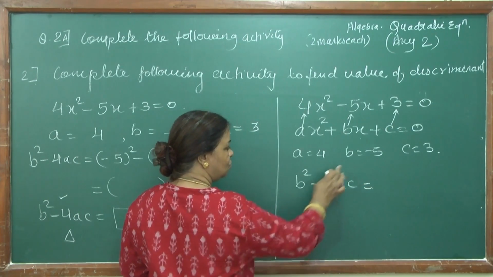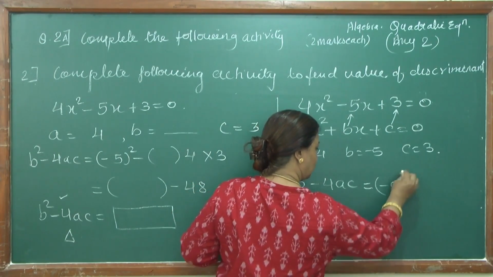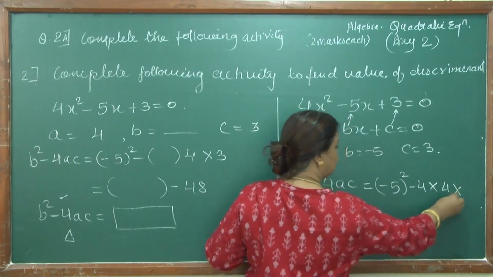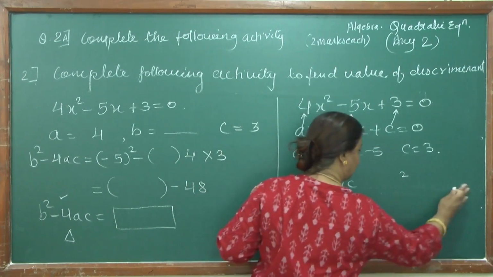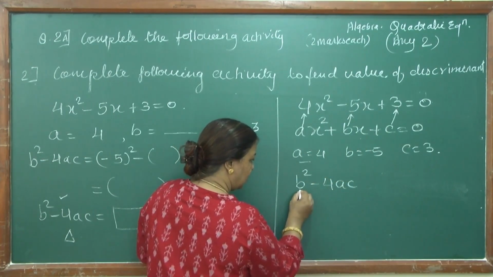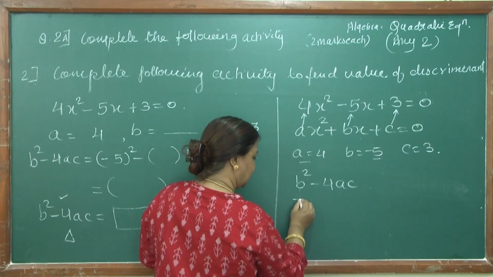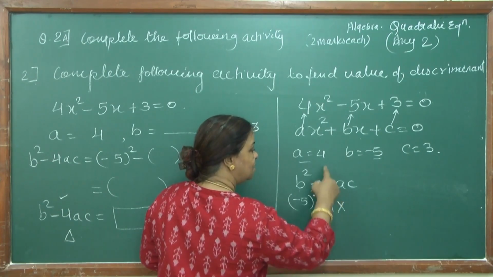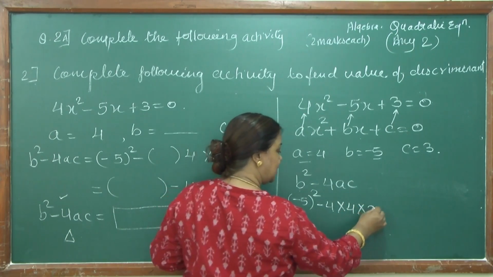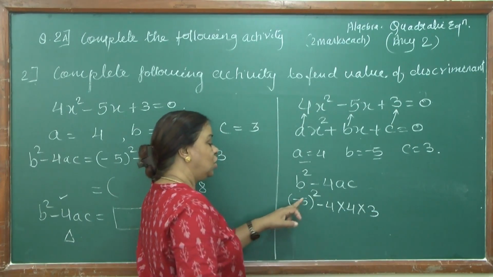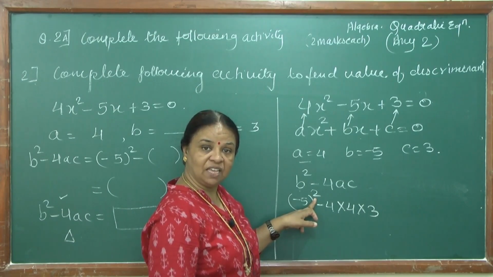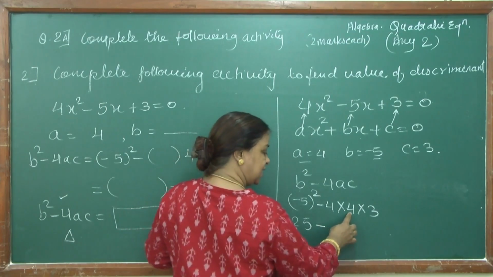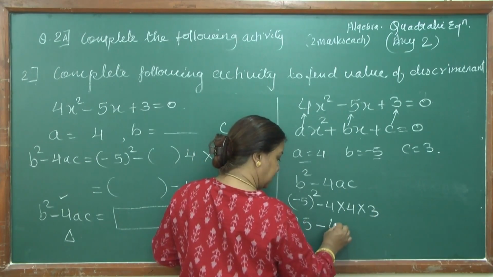Place the value. B value is what? Minus 5 the whole square minus 4 into a. A is how much? 4 into c. C I am using, let me write it below, b square. B square means minus 5 square minus then 4 then into a. A means 4, then into c, c means 3. Now minus 5, the whole square means minus 5 into minus 5, which is equal to 25. Minus 4 4s are 16, 16 3s are 48.